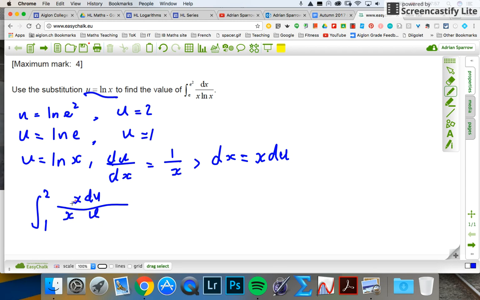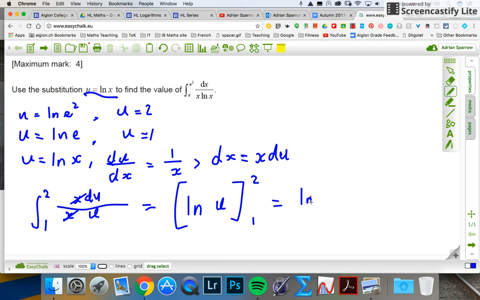So now this x and this x disappear. I've now only got u's, and I've got 2 and 1. So all I need to do is integrate 1 over u. And 1 over u integrates into log u. Now, this is where the limits come in, because these numbers are attached to u. These numbers are attached to x. Now, because I've already done the working out here, I can use these limits of 2 and 1.